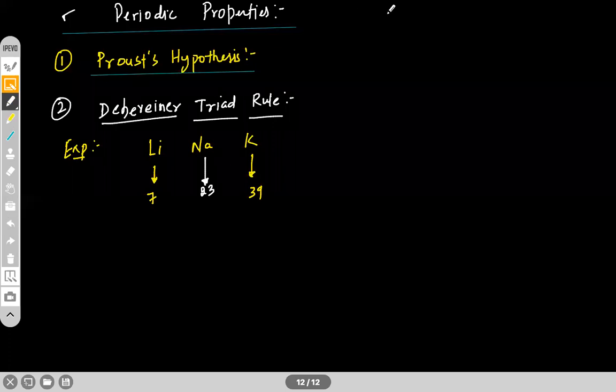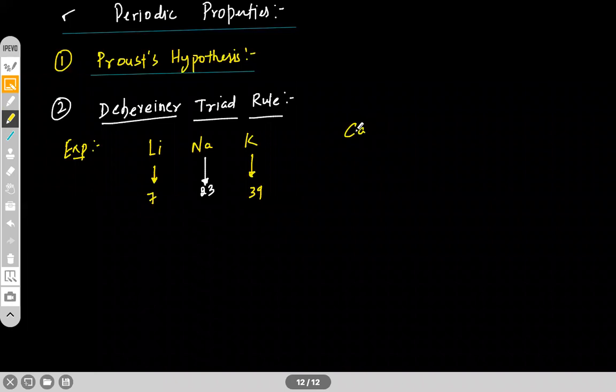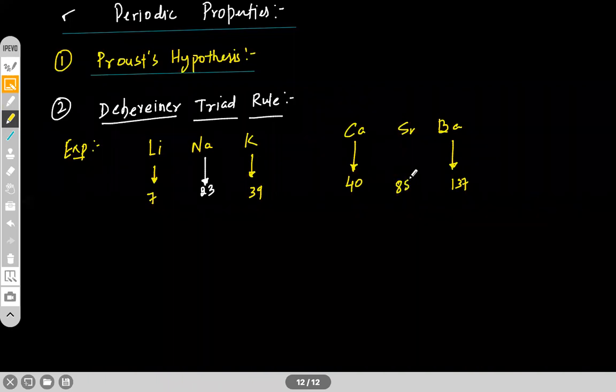Okay. Similarly, if you have calcium, strontium, barium, the atomic weight of calcium is 40, barium is 137, and the average of the two is 88.5, and the atomic weight of strontium is 88, which is close, so we can consider this also as a Dobereiner triad.